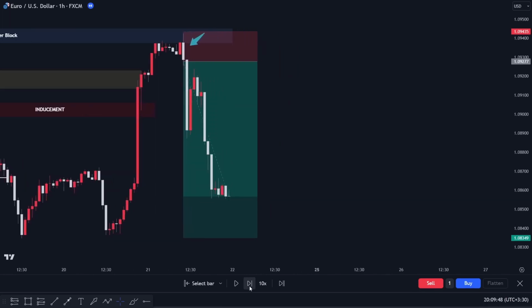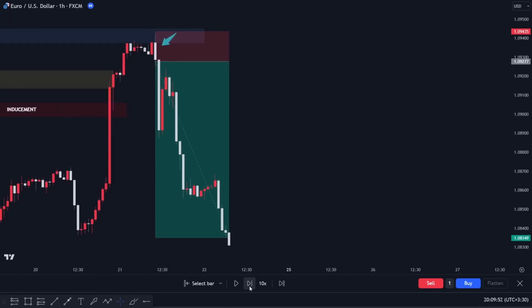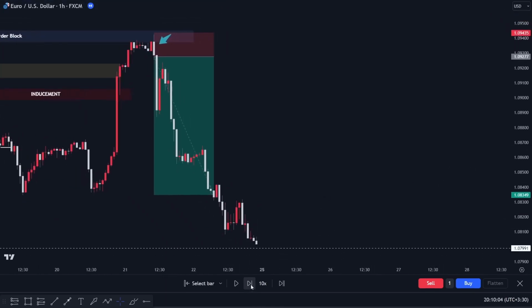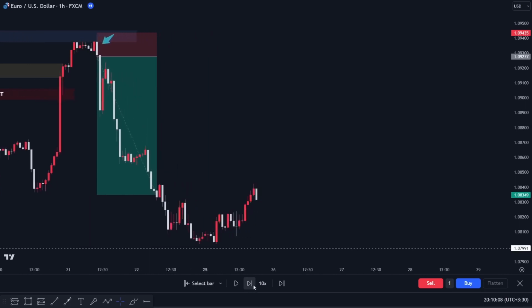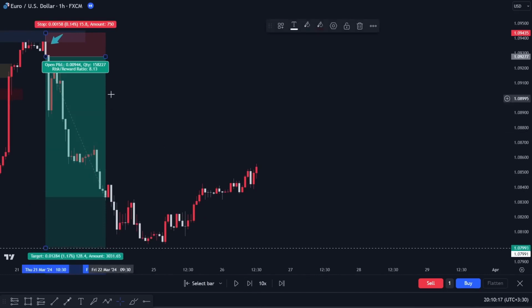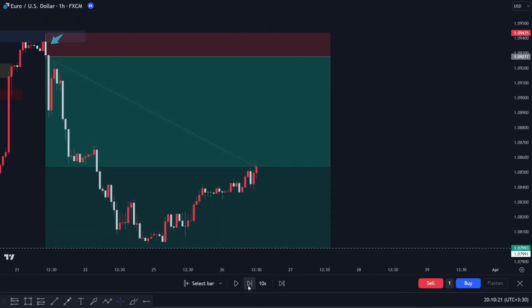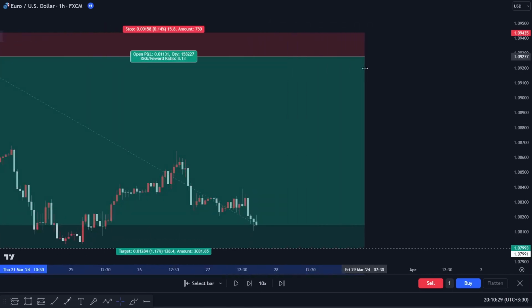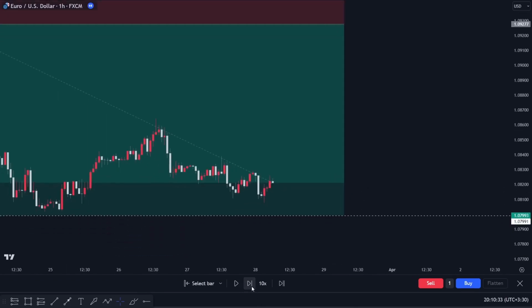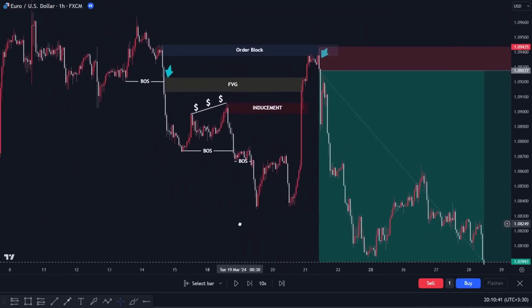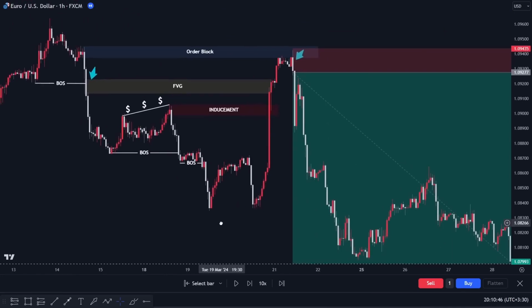The price keeps descending, and we've just reached our first take profit target. Now we've hit the second take profit target as well. Great to see both take-profit targets being reached. It seems like the trade played out as anticipated.